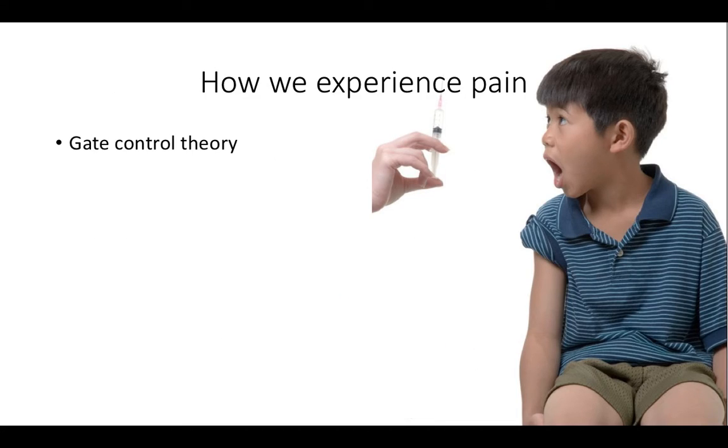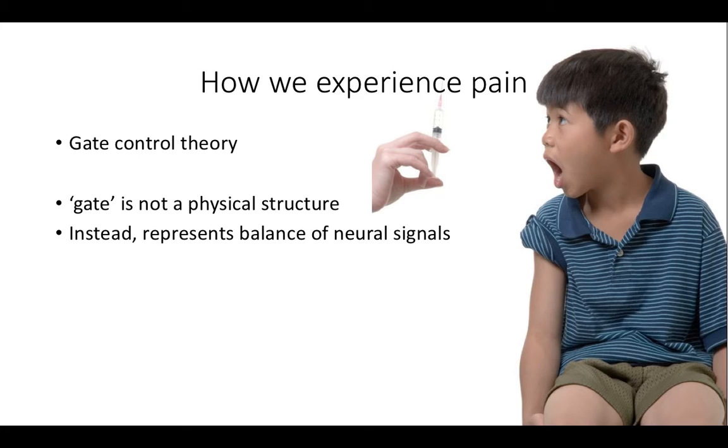How we experience pain. There's a theory that is a little complicated, the gate control theory. And note that the gate is not a physical structure. It's just kind of the balance of neural signals we're getting from three places. One are the pain signals from our pain fibers. The second would be non-pain signals, like when you rub the area around a sore spot. It's kind of a distraction, and that can decrease your sensation of pain.